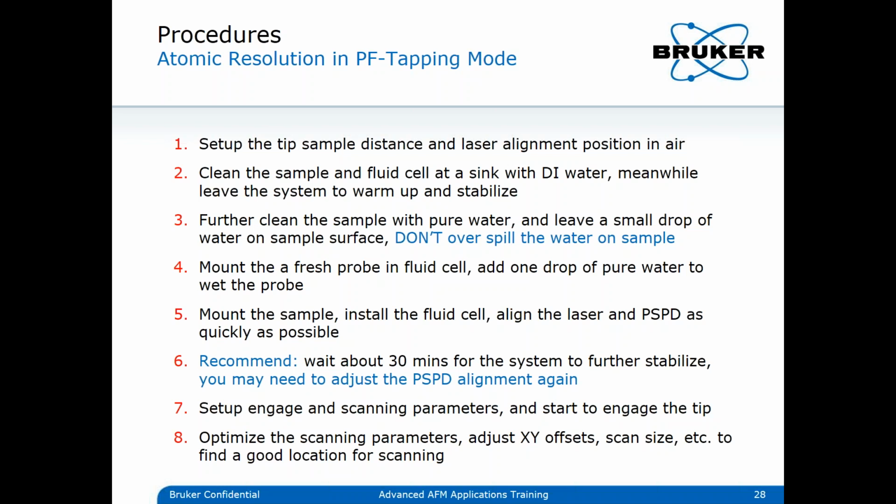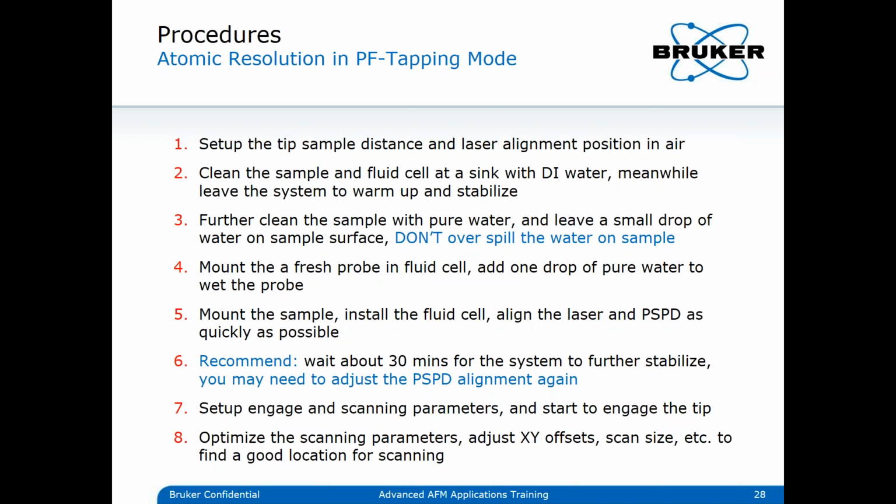Then you mount the sample, install the fluid cell, and align the laser and then the photodiode as quickly as possible. So for a multimode, you have to remember that you also have to adjust the mirror of the optical head, because the laser path changed due to the water. Recommended is to wait about 30 minutes to stabilize, to minimize the drift. And most probably then also you have to readjust your photodiode again.